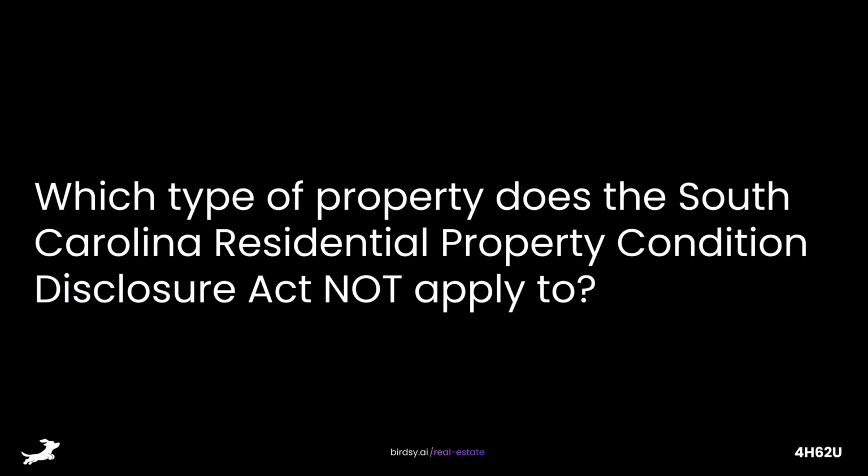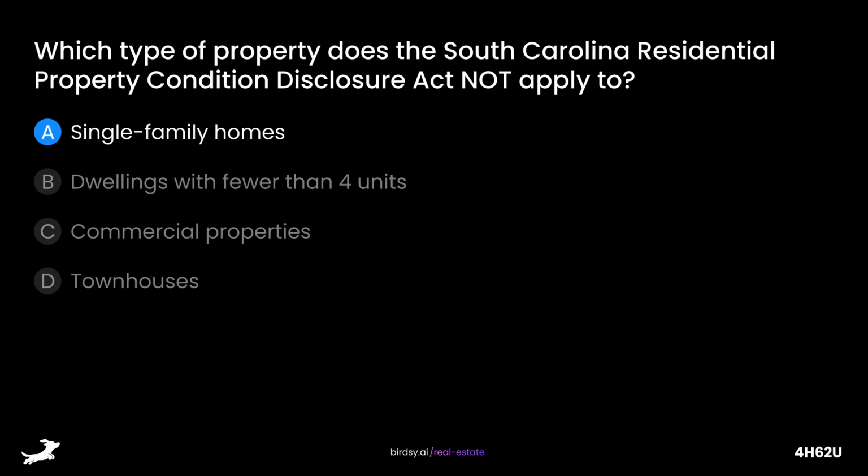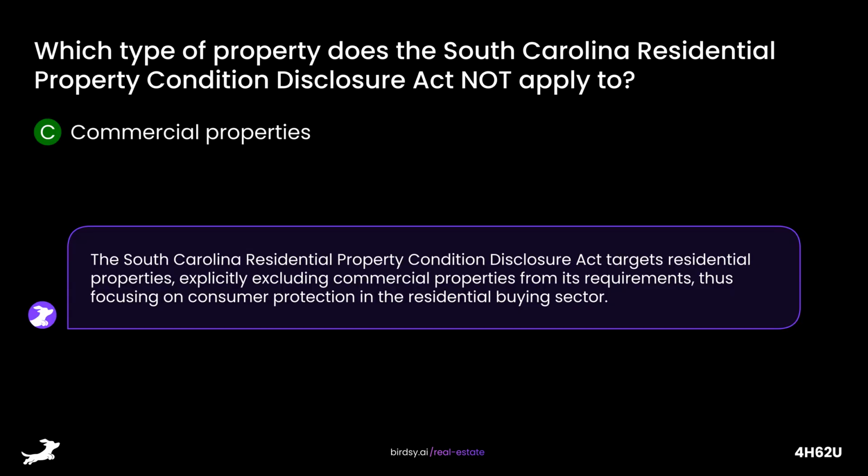Which type of property does the South Carolina Residential Property Condition Disclosure Act not apply to? Is it A, single-family homes, B, dwellings with fewer than 4 units, C, commercial properties, or D, townhouses? The answer is C, commercial properties. The South Carolina Residential Property Condition Disclosure Act targets residential properties, explicitly excluding commercial properties from its requirements, thus focusing on consumer protection in the residential buying sector.